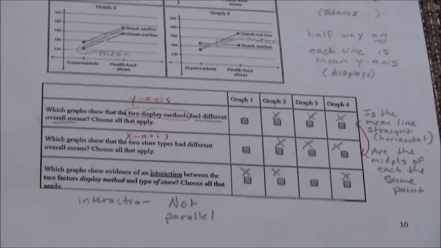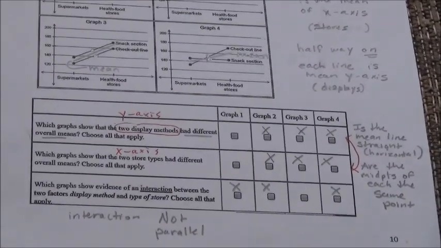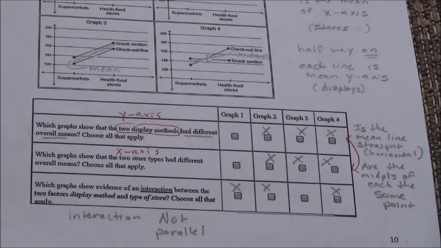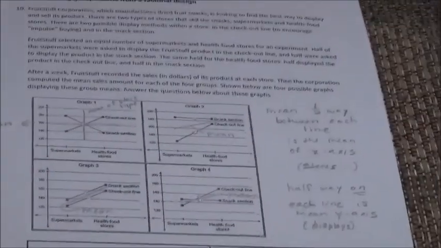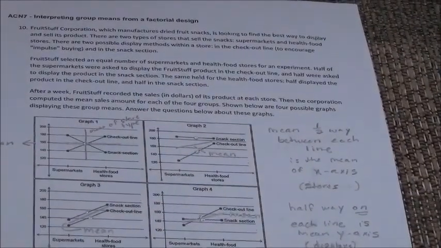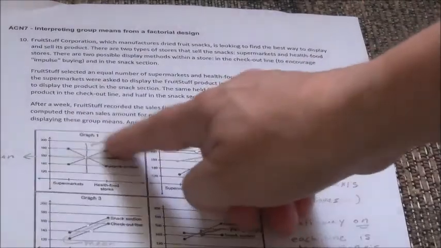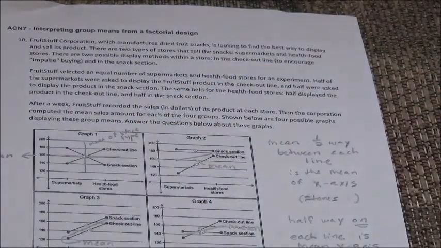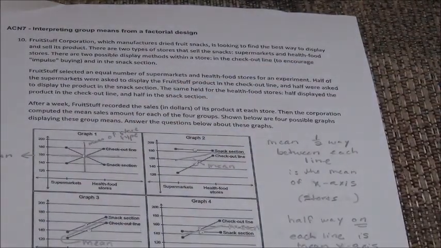My bottom one says which graphs show evidence of interaction between the two factors, display method and types of stores. So it will show an interaction if my two lines are not parallel. If my lines are parallel, then there's no interaction. They don't ever meet. So if I look at my first graph there, those two lines are not parallel. Here's one line, here's the other. They meet in the middle. That one does show an interaction, so I would check that.